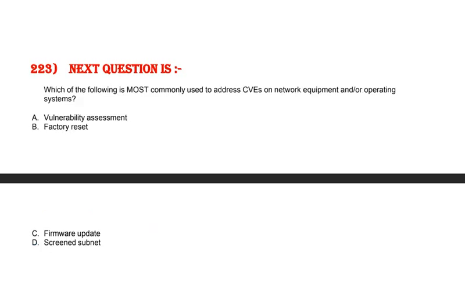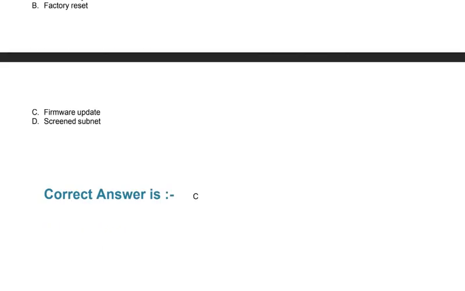Question is, which of the following is most commonly used to address CVEs on network equipment and operating systems? Option A. Vulnerability assessment. Option B. Factory reset. Option C. Firmware update. Option D. Screened subnet. Correct answer is option C.